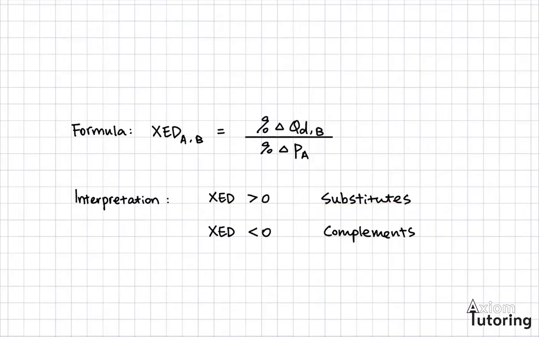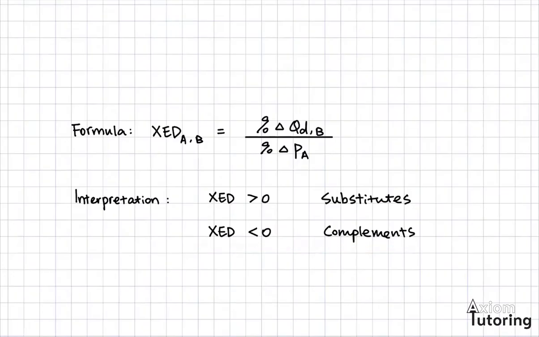On the other hand, if XED is negative, the two goods are complements, meaning they are consumed together. When the price of one increases, the demand for the other also falls. Typical examples include printers and ink, coffee machines and coffee pots, cars and petrol, or gaming consoles and video games. The closer the complementary relationship, the more negative the XED values will be.